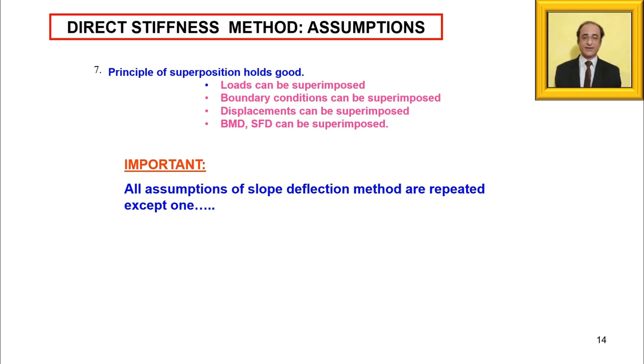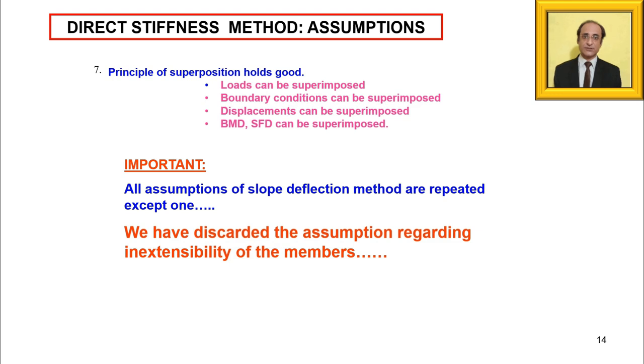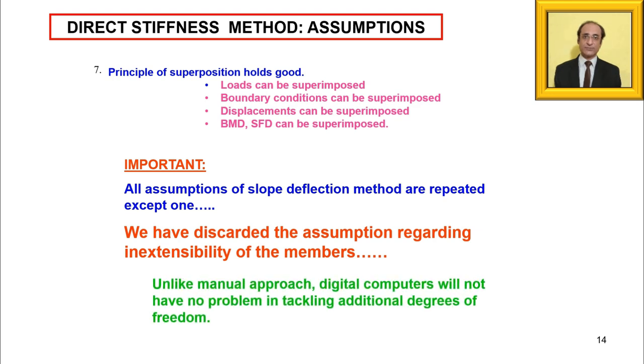Now one observation: you have seen the assumptions for the slope deflection method or moment distribution method or any of the manual methods. These are just repetition of the assumptions of the slope deflection method. But one assumption we have discarded. What is that? We have discarded the assumption that members are inextensible. We have nowhere said that members are inextensible. Have we said? No. So that assumption we have deliberately discarded. So now we assume that members are extensible.